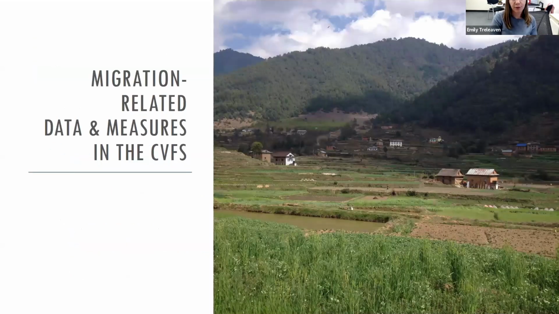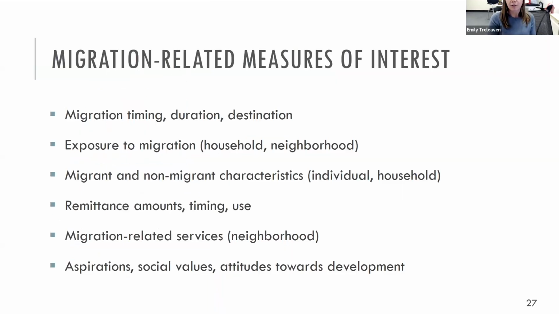So next, I'll turn to reviewing migration-related data sets within the CVFS as well as specific types of measures. So there are many potential measures of interest to scholars studying migration. These include migration timing, when someone leaves to migrate, both in terms of the calendar as well as the life course, their duration, how long do they migrate for? CVFS papers have used migration definitions that vary from 1 month, 3 months, 6 months, or more.